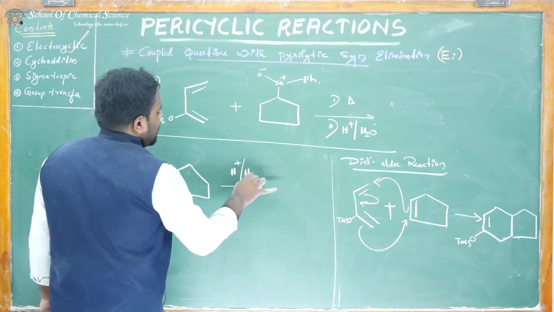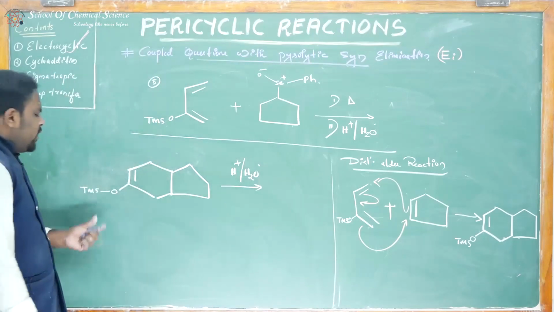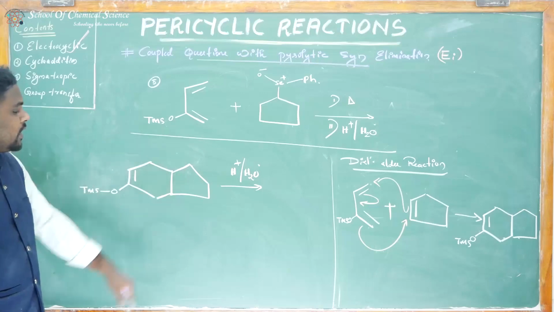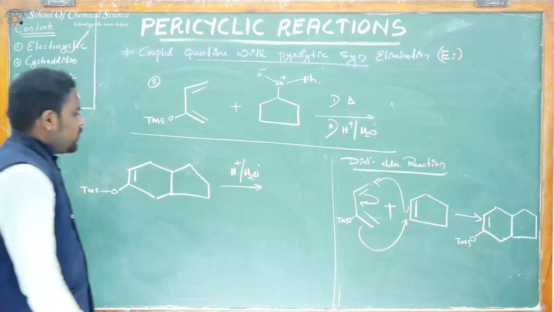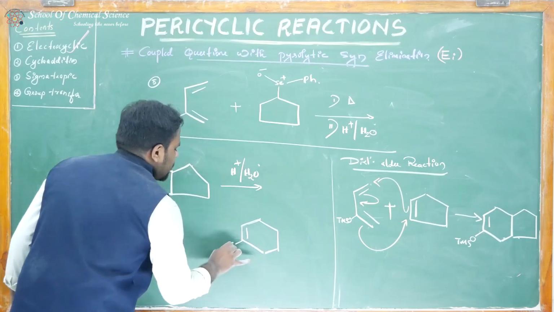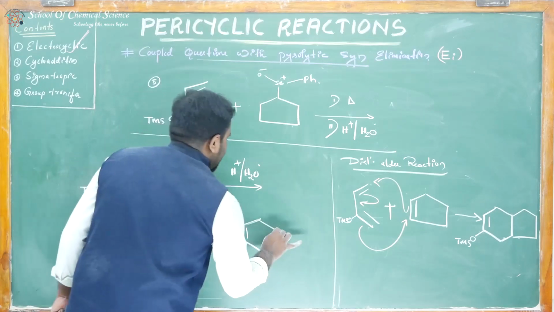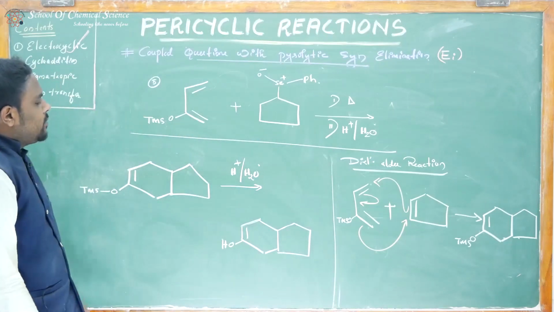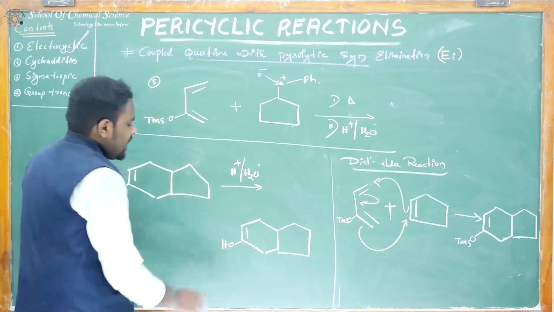H plus, H2O. Here only OTMS is there. So OTMS on hydrolysis is converted to OH. So this is converted to OH and a 5-membered ring. So this is an enol.